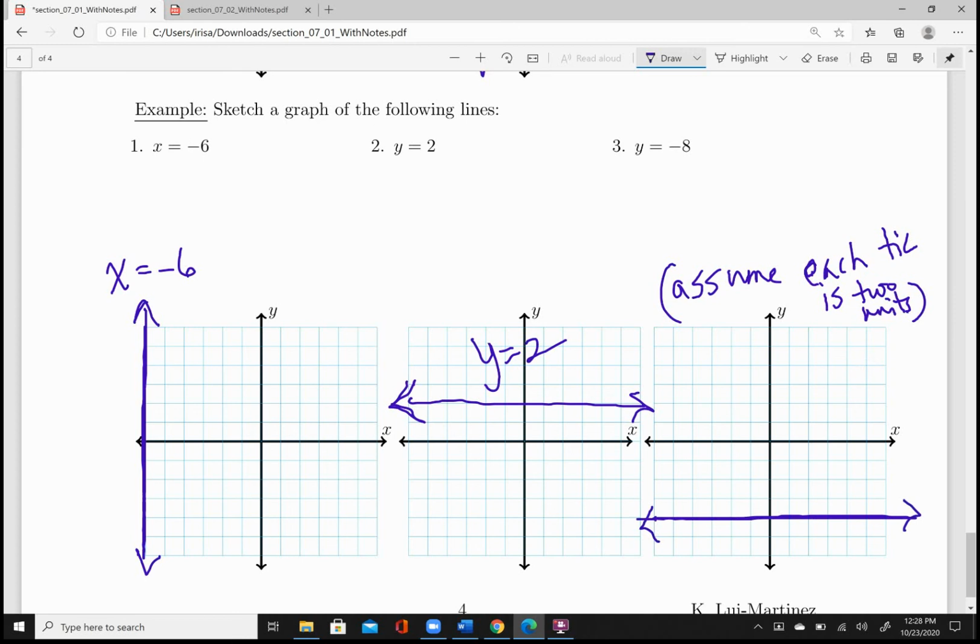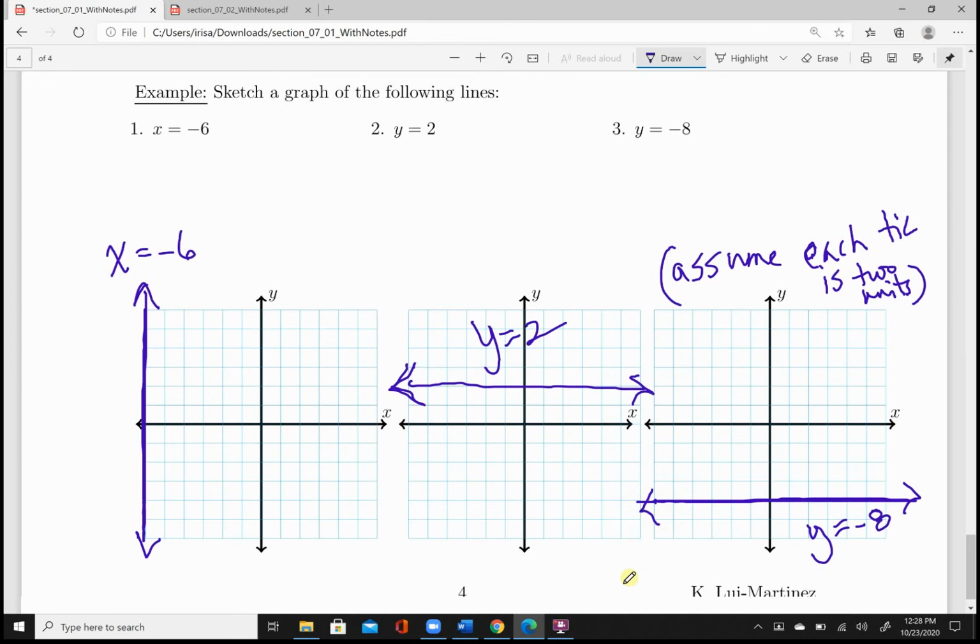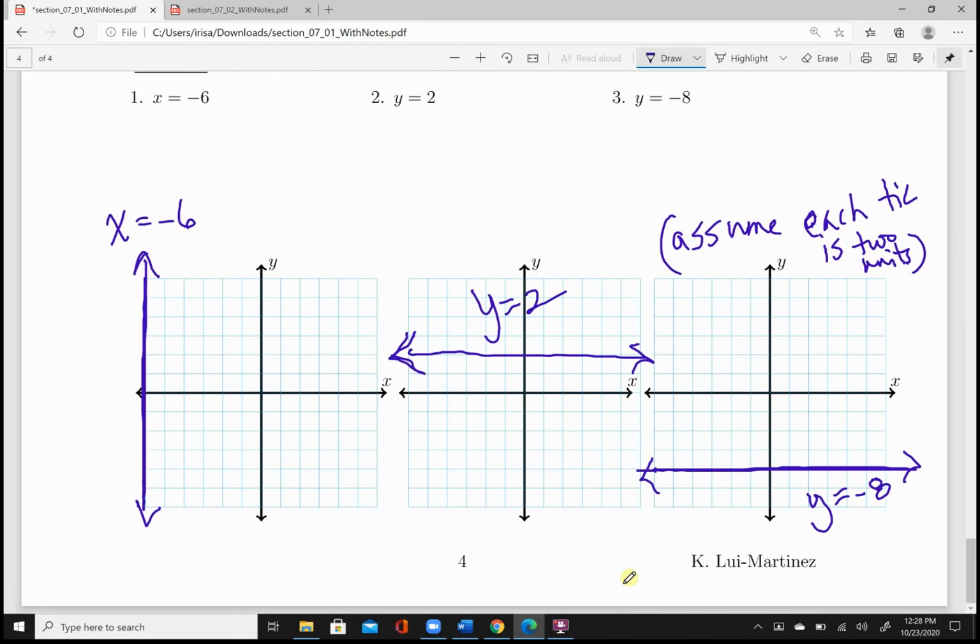Like when you don't have enough space, you can just redefine what each tick mark's representative value is going to be. Just make a note of it, and that's enough for you to be able to graph it, even though at first glance it might seem like your coordinate plane is too small. And there you have it. So vertical lines are x equals some number, horizontal lines are y equals some number. Cool, that's everything for 7.1.